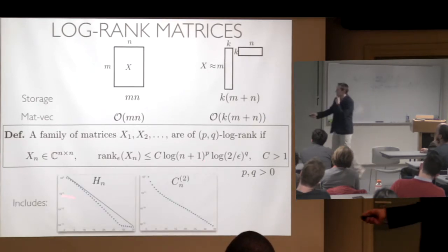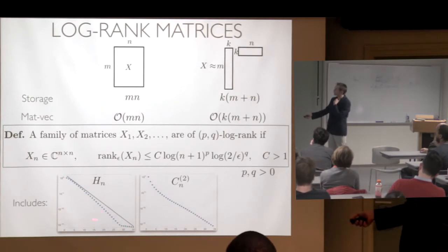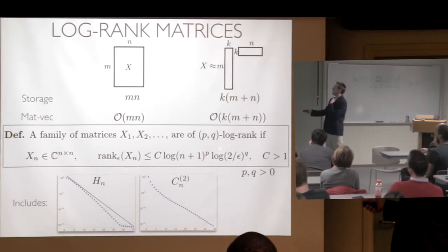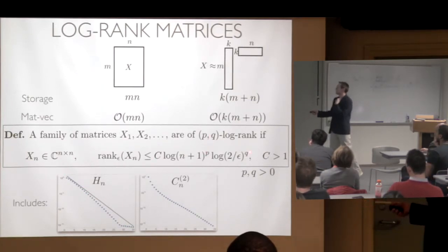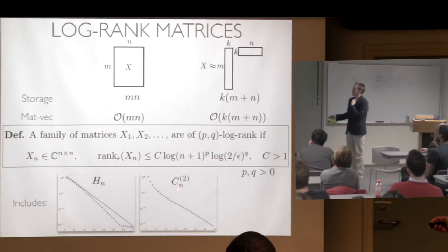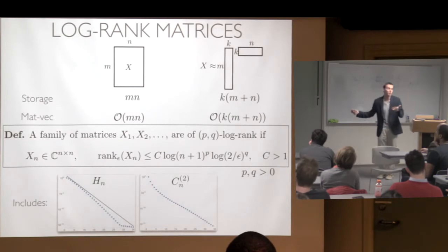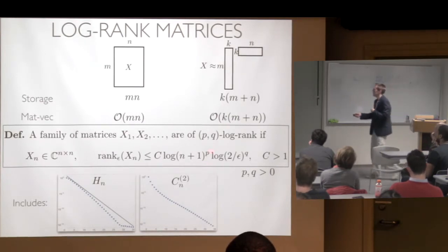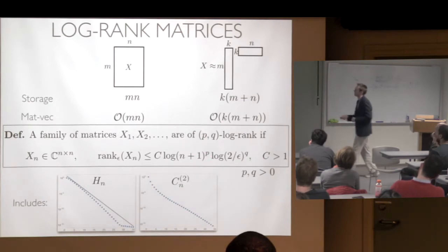So for instance, this includes the Hilbert matrix. That's when p equals 1 and q equals 1. And it also includes all these other ones that I want to include, like the fast multipole gravitational kernel. Right? Like this. So that's where p is, I think, 2 and q is.